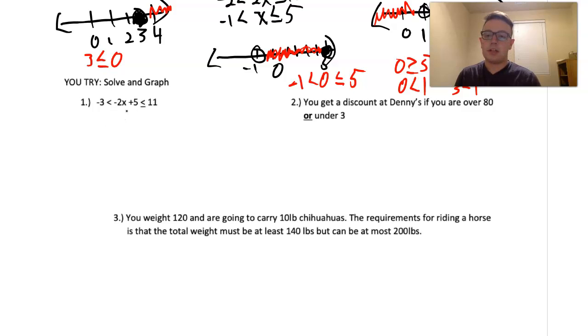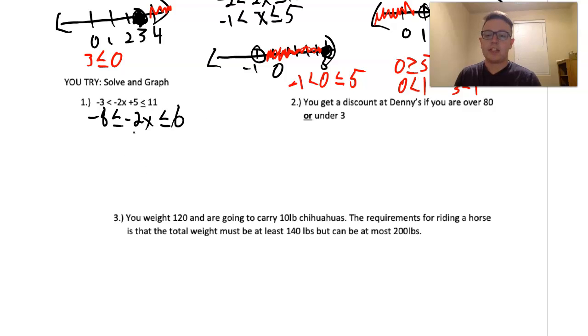What do we do for number 1? We're going to subtract 5, so this becomes negative 8. It's less than or equal to minus 2x. It's less than or equal to 4. That's not 4. Let's see, 11 minus 5, that'll be 6.